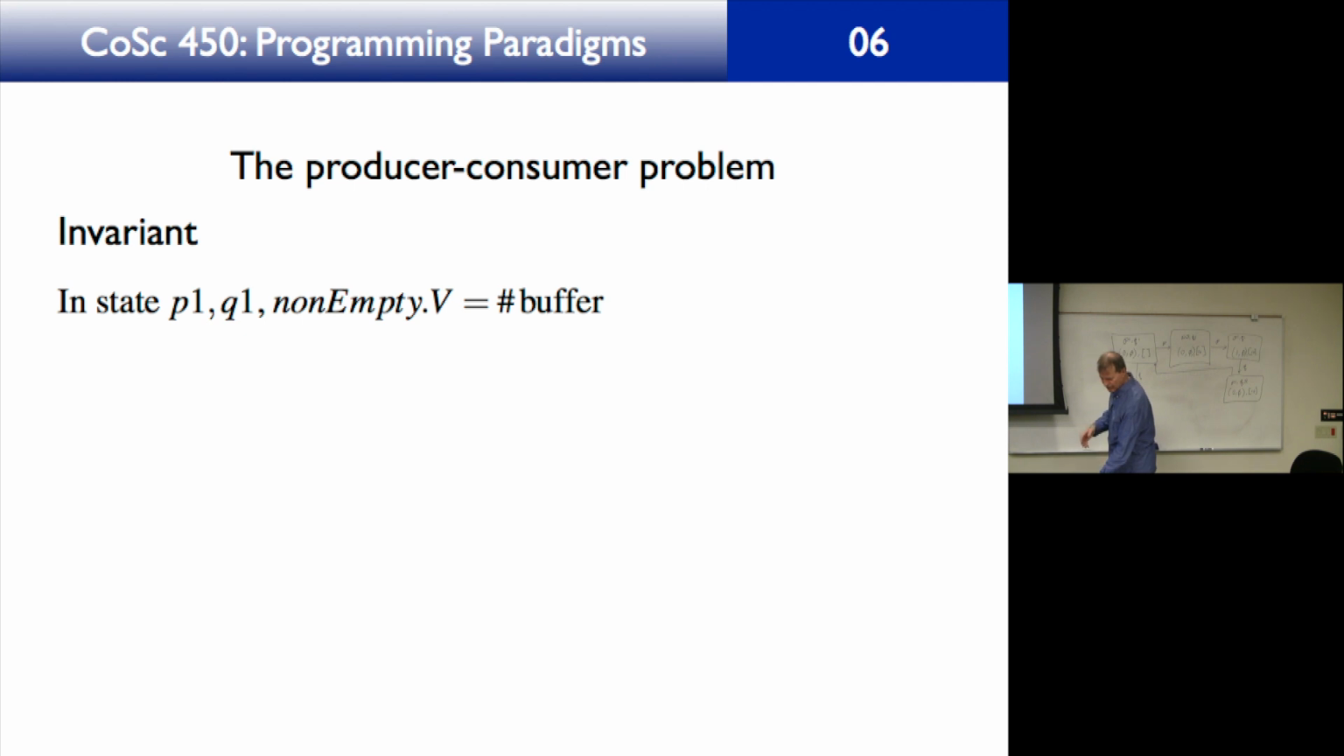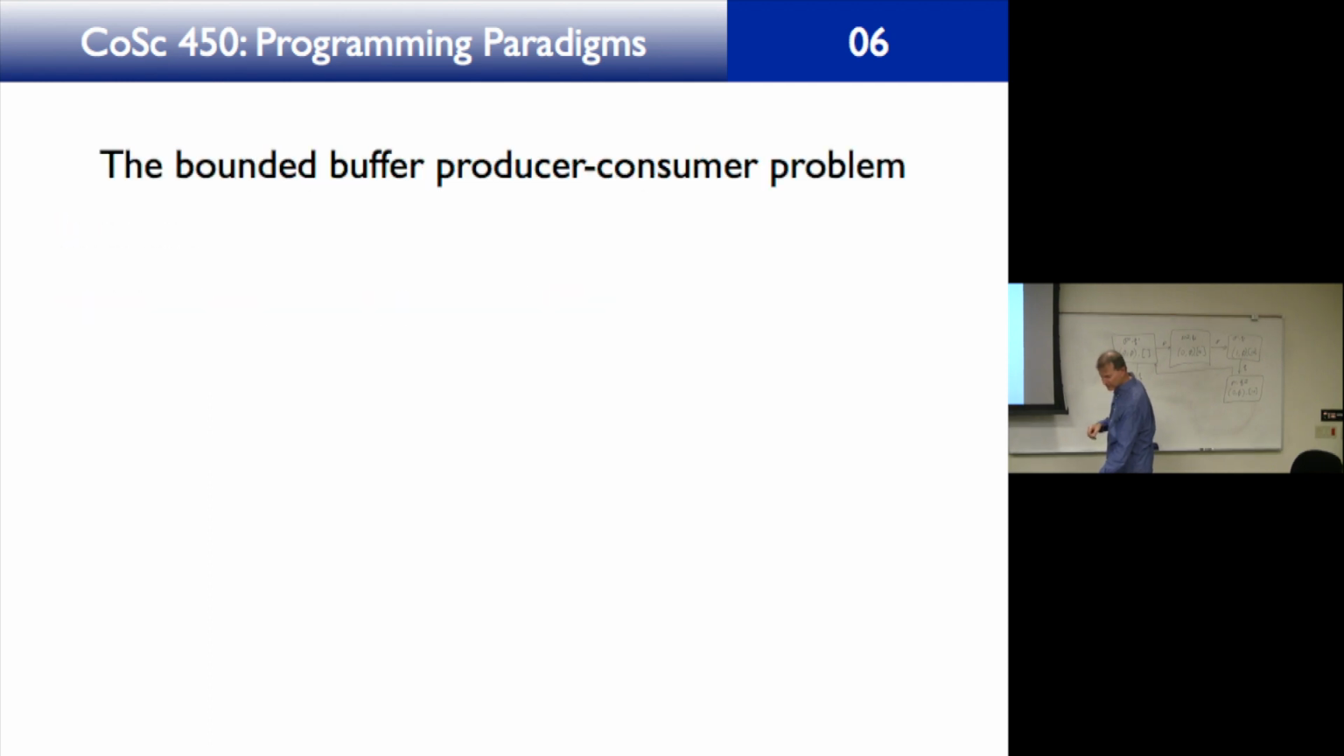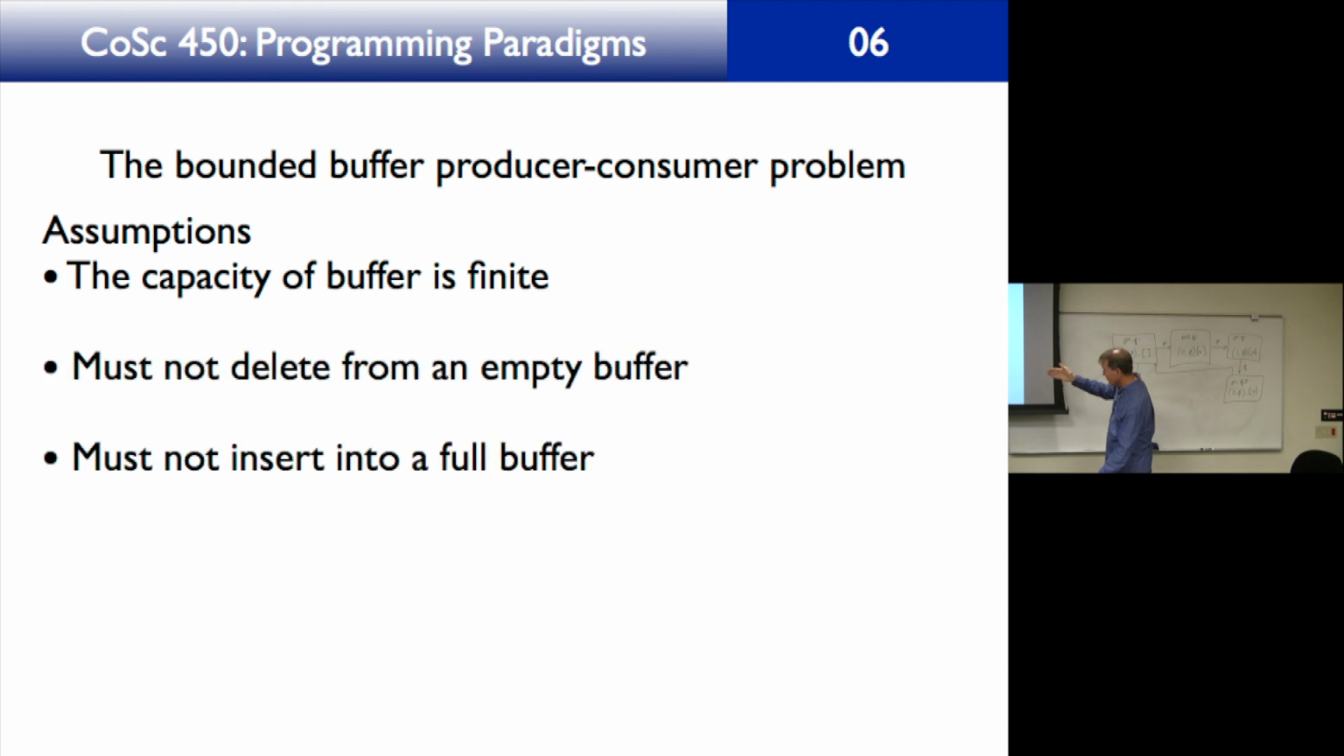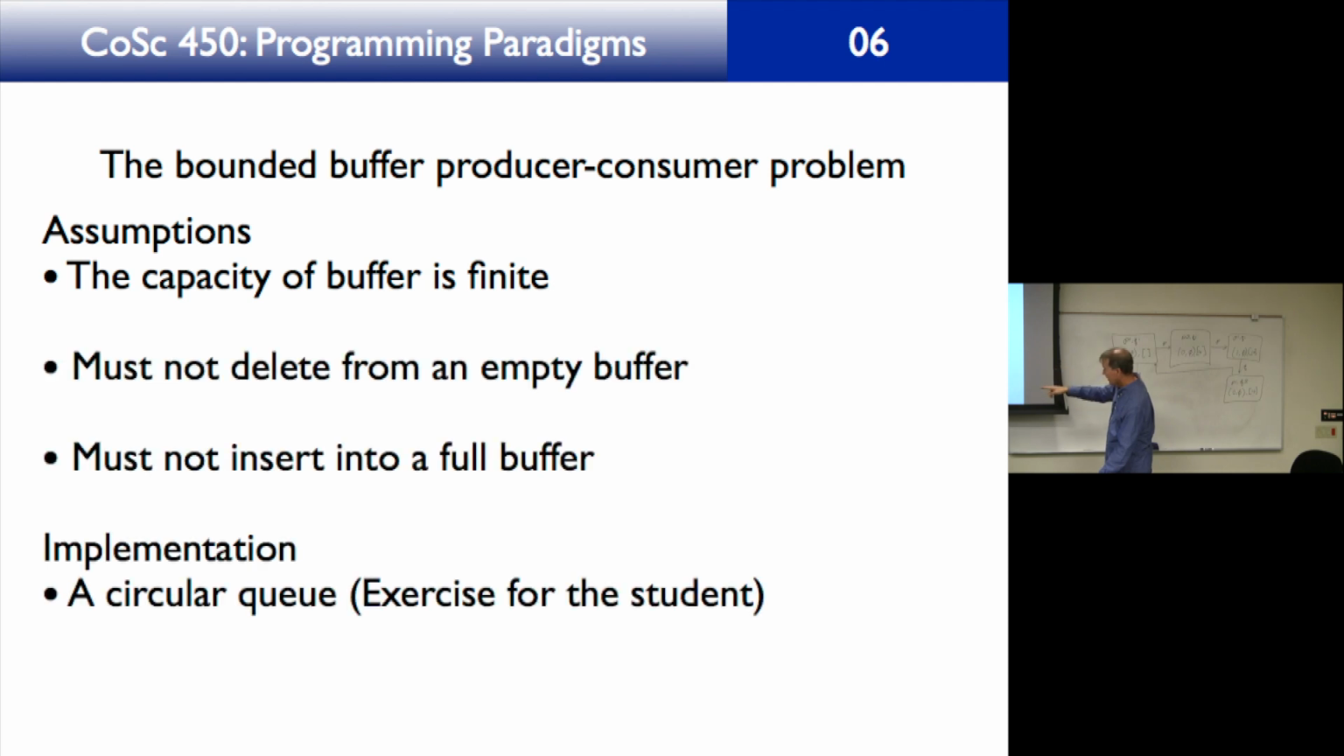We're going to do some more proofs of correctness of the producer-consumer problem, and then for tomorrow, what is now due tomorrow, is this circular buffer problem. It's called the bounded buffer producer-consumer problem. Our assumptions here are that the capacity of the buffer is finite. You must not delete from an empty buffer. You must not insert into a full buffer. And the implementation is with a circular queue.